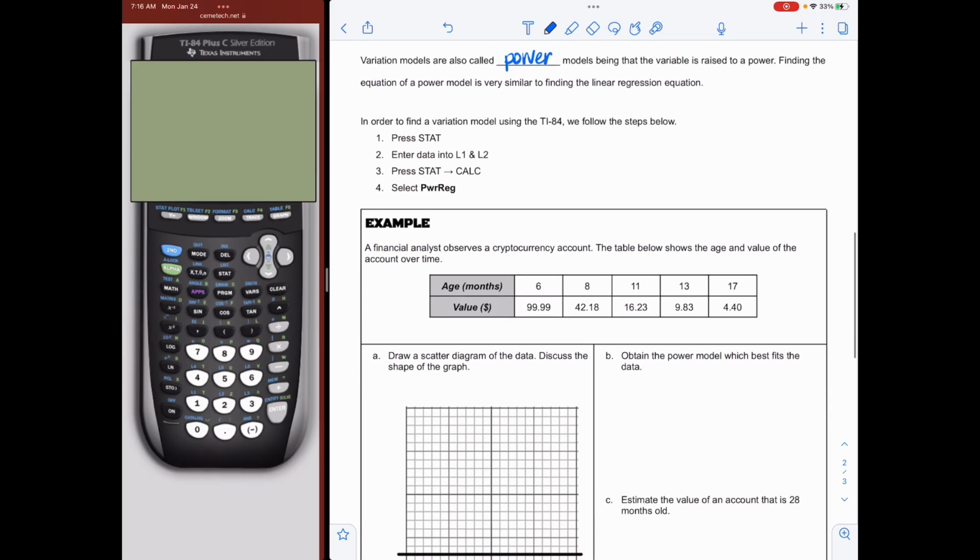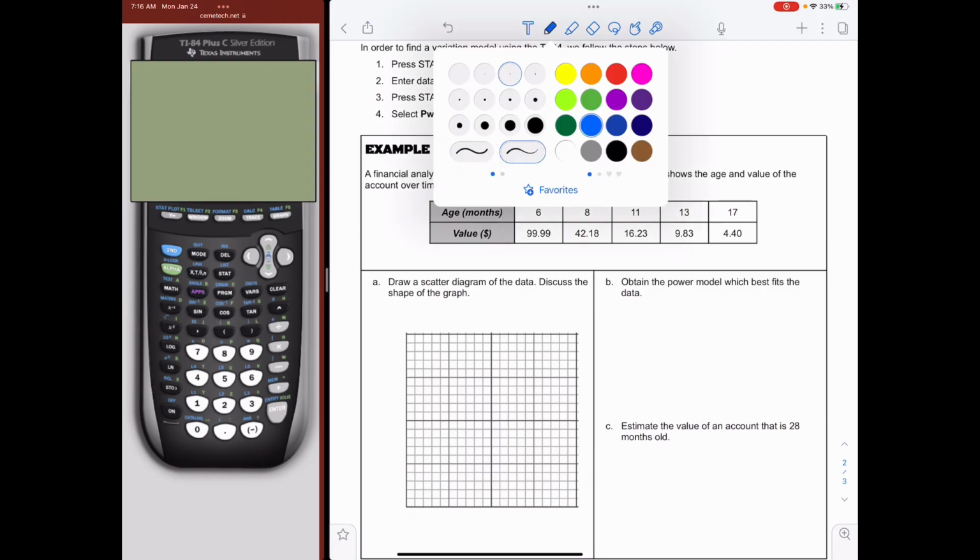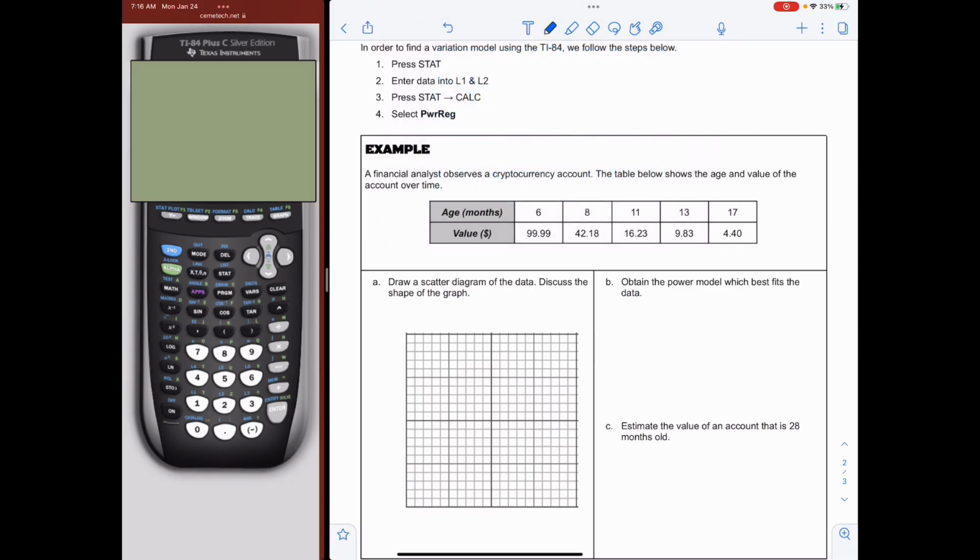All right, so let's look at an example here. It says a financial analyst observes a cryptocurrency account. The table below shows the age and value of the account over time. So the first thing they want us to do is to draw a scatter diagram of the data and discuss the shape of the graph. So what I'm going to do is I'm going to draw my axes, and then I'm going to label them.